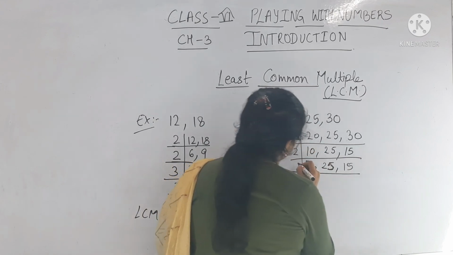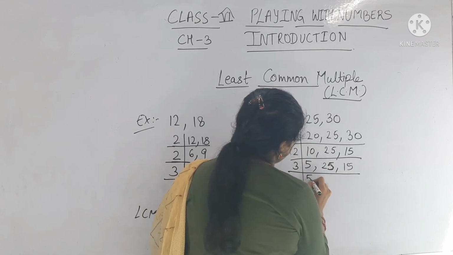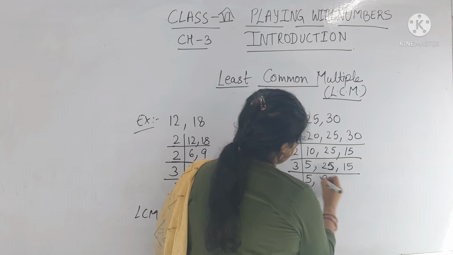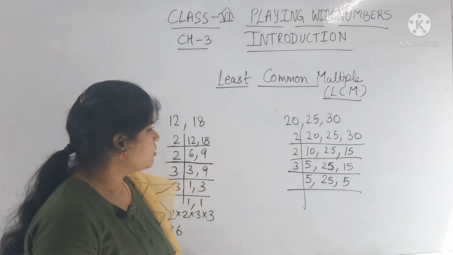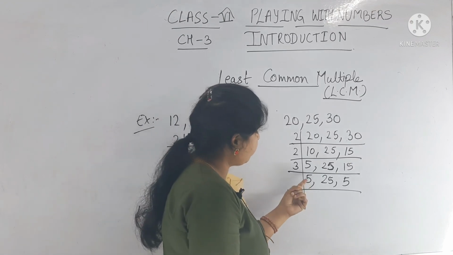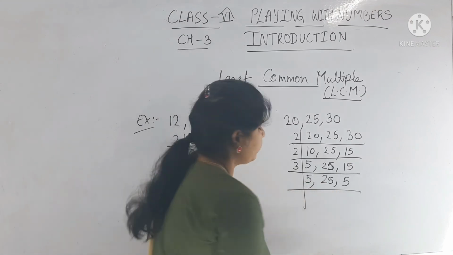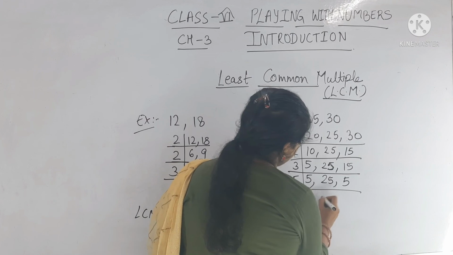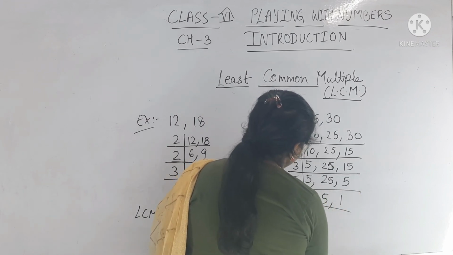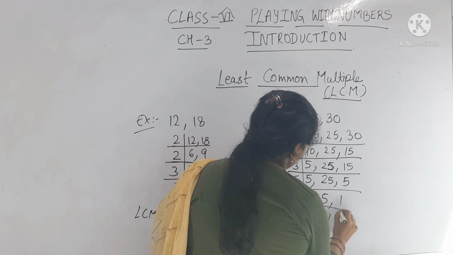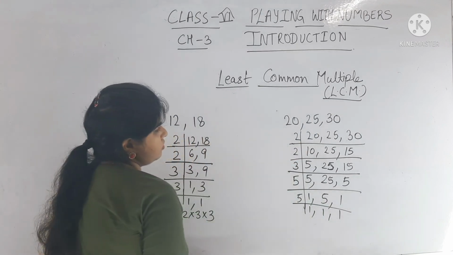So 3 5s are 15, and the others as it is: 5, 25, 15. Now for 5, it is divisible for all 3. So 5 1s are 5, 5 5s are 25, 5 3s are 15. Now 5 goes, 1 1 1. So you got it.